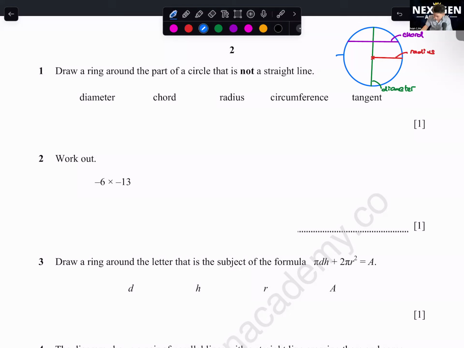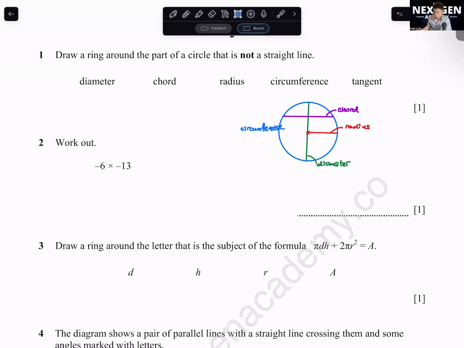Do you know what a tangent is? Have you learned this word before? Draw this out. Can anyone explain it? Not learned before. A tangent is a line that touches the circle at just one point only. It can be anywhere, but it touches the circle at just one point. This is called a tangent. So the answer over here is circumference, because circumference is the only one that is a circle.